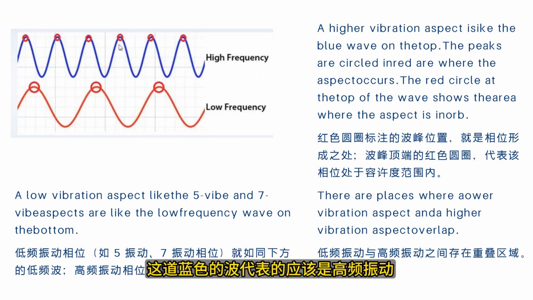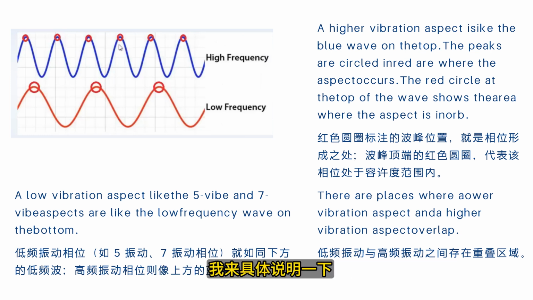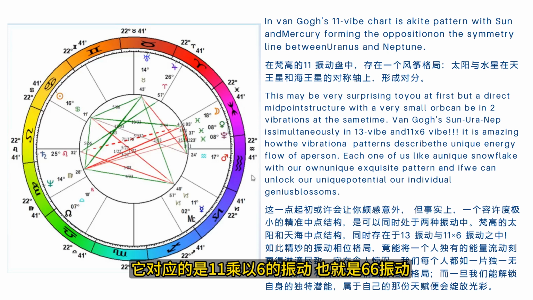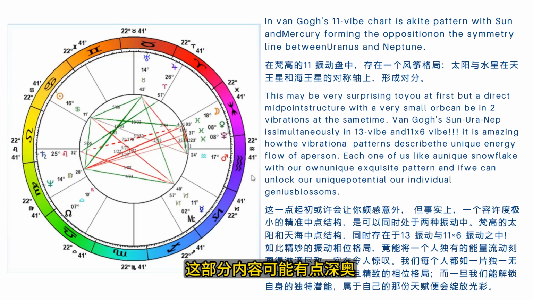This blue one would be the high vibration. So this could be the 66th. Let me show you what I mean. I'll go back here. A sextile in the 11 vibration chart, which is what this is, is 11 times 6 vibration. So it's in a 66 vibration, because you can take the aspect, multiply it by the chart, and you get the vibration. Well, we're getting a little bit advanced, but the simple point I want to make is this.